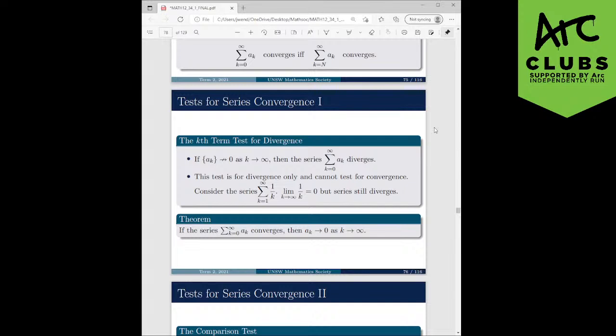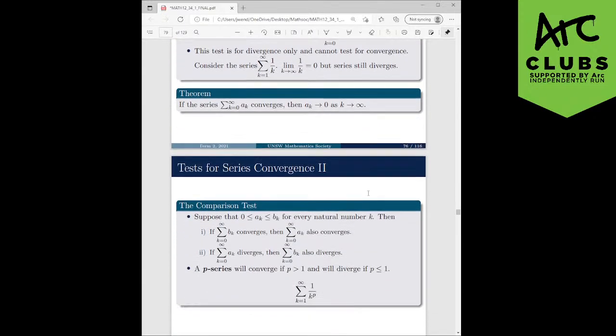Of course, it does have some pitfalls. This only tests for divergence. So if you prove a_k doesn't go to 0, you're cool, it diverges. But if you prove it does go to 0, you're not allowed to say it converges. It could still diverge. You don't know what's happening. You have to resort to other tests, which we will go through. So it's really important to remember that this only works for proving divergence. Also a theorem to note is if they tell you the series converges, then you can say a_k goes to 0 as k goes to infinity. But you can't prove a_k goes to 0 as k goes to infinity and then say it converges. So just be careful about the direction of these statements.